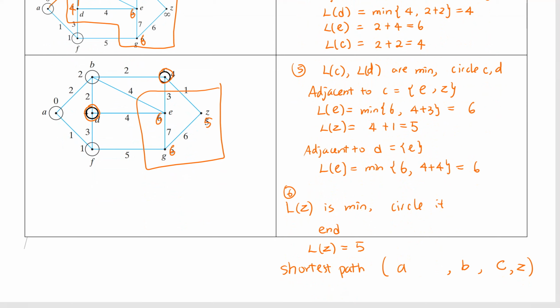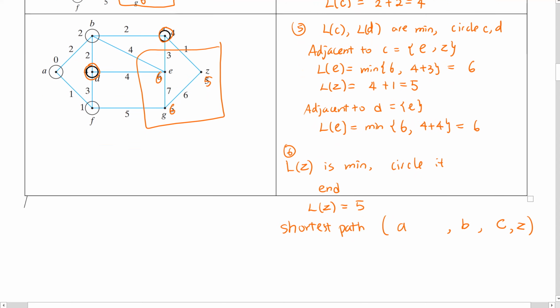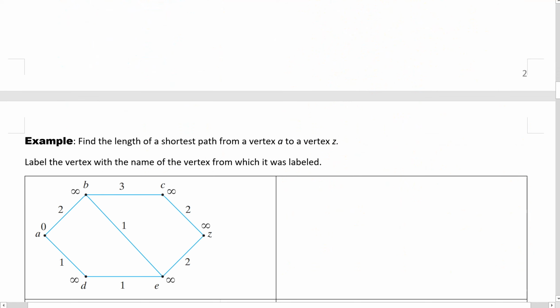Okay, isn't it nice? So you just need to separate it into quite a lot of steps, and at each step you compare all the labels of the vertices with temporary labels, and then you find the minimum and circle it to make it a permanent label, and then you look at the vertices adjacent to that vertex. Okay. All right, let's do more examples here.